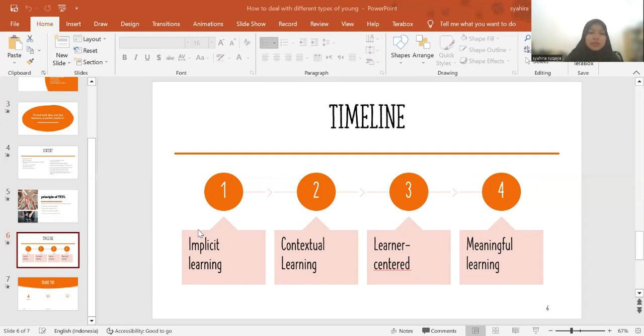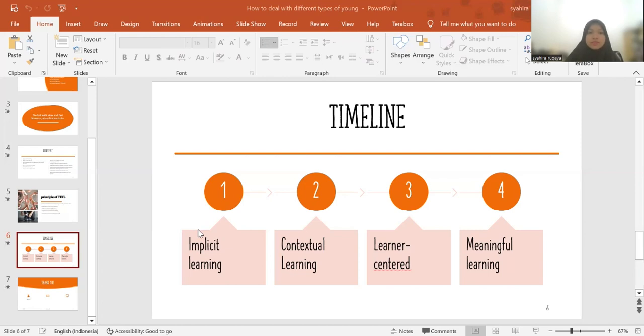Next, contextual learning is a learning concept that helps teachers relate the material they teach to real-world situations and encourage students to make connections between the material and its application in their lives as members of their families or communities. For example, the teacher practices swimming the butterfly style in front of the students. The teacher displays a picture of a human skeleton to show the parts of the human skeleton.